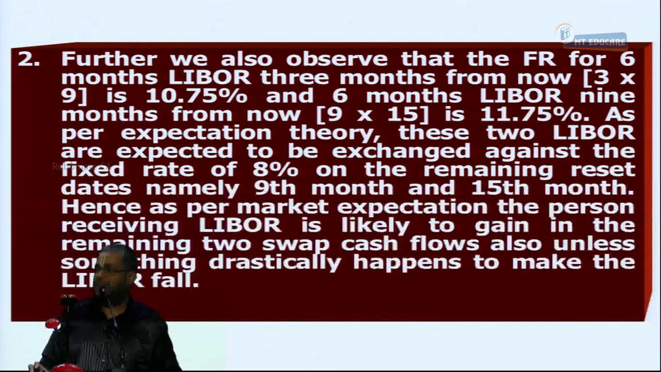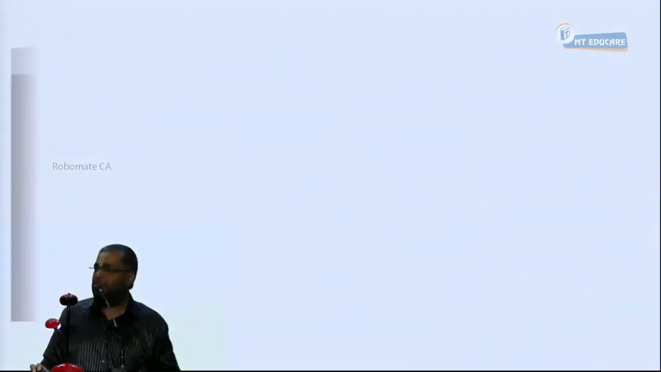Gain. Not only that, further, we can observe that the forward rate for 6 months LIBOR, 3 months from now is 10.75, and 6 months LIBOR, 9 months from now is how much? 11.75. As per expectation theory, these 2 LIBORs are expected to be exchanged against the fixed rate of how much percent? 8%. On the remaining reset dates, namely 9th month and what? 15th month. Hence, as per the market expectation, the person receiving LIBOR is likely to gain in the remaining 2 swap cash flows also, unless something drastically happens to what? LIBOR. That makes the LIBOR what? Fall. Everybody, are you having the clarity?